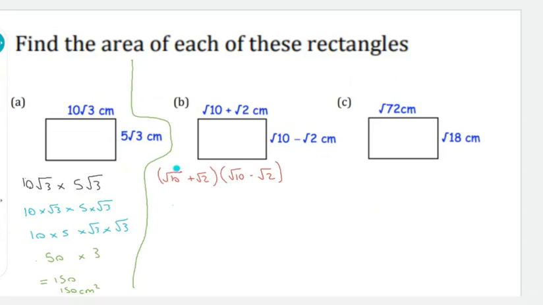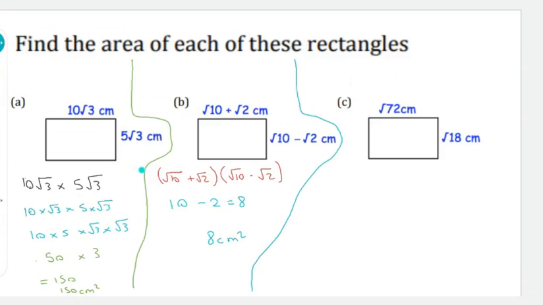So, yes, root 10 times root 10, which gives you 10. Root 2 times minus root 2, which is minus 2. Because the other terms in between are going to cancel when you expand it the long way. And of course, if you wanted to check, you can just do it the long way and you'll see that it will give you the same answer, which is 8. So this one is 8 centimeters squared.